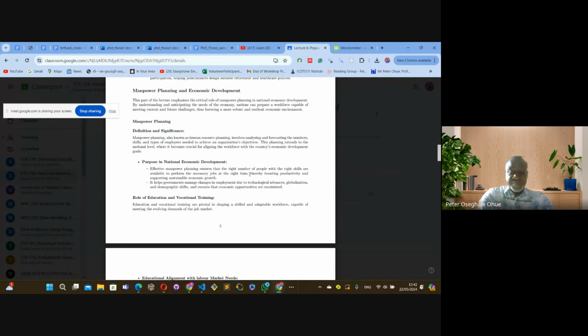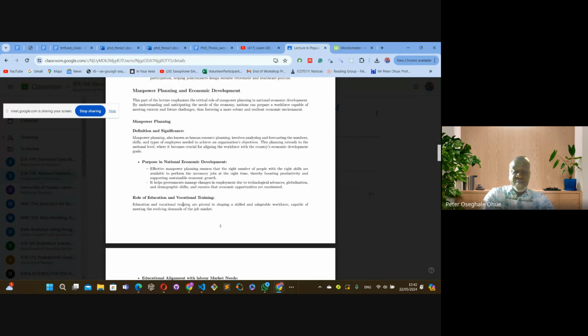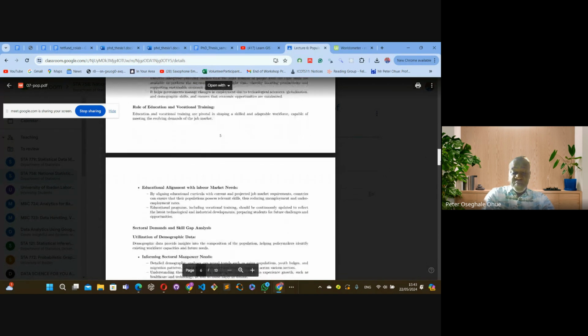Okay, let's go on. Secondly, it helps government manage changes in employment due to technological advances, globalization, and demographic shifts, and ensures that economic opportunities are maximized. So what is the role of education and vocational training? Education and vocational training are pivotal in shaping a skilled and adaptable workforce, capable of meeting the evolving demands of the job market. So it is no longer just educational training. There should also be vocational training.